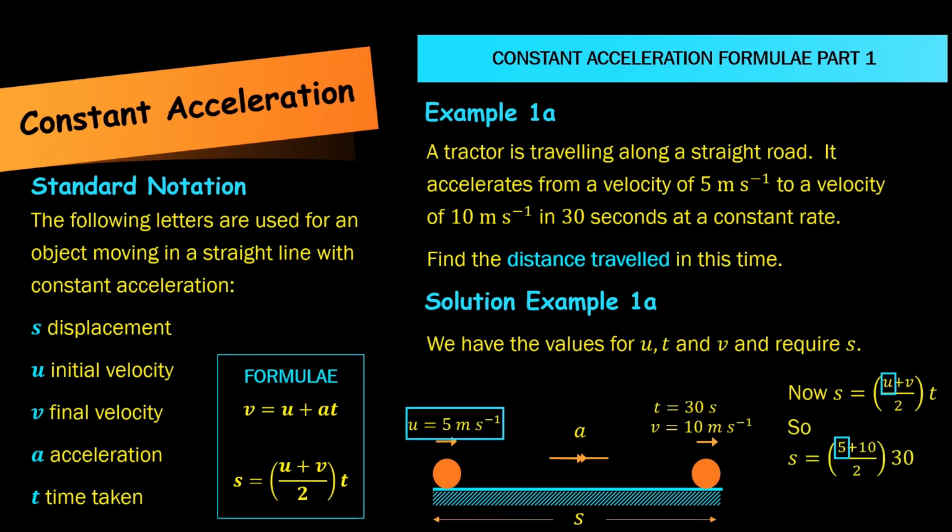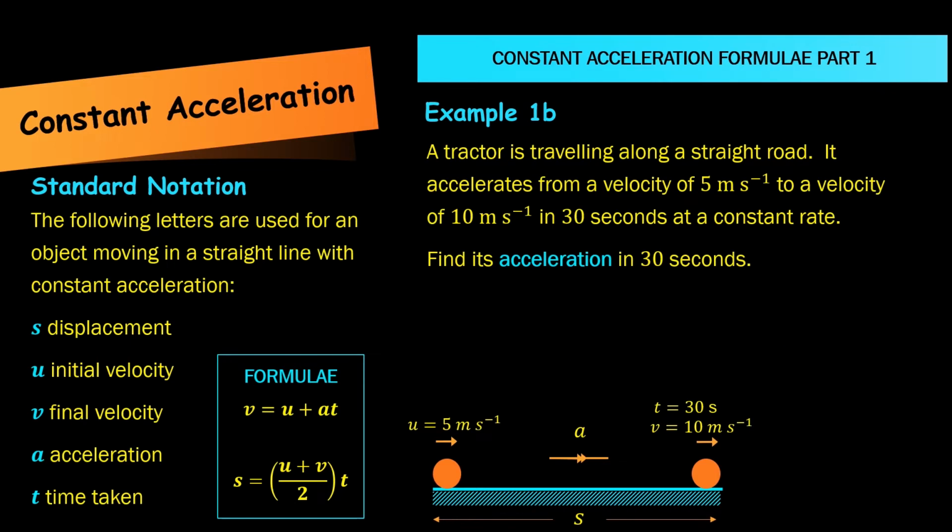We have s equals u equals 5 plus v equals 10 over 2 times time, which is 30. And this gives us that s is equal to 225.